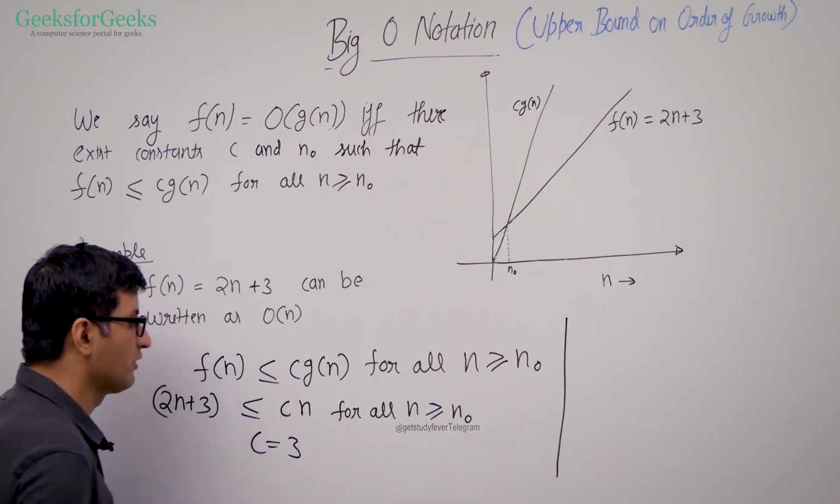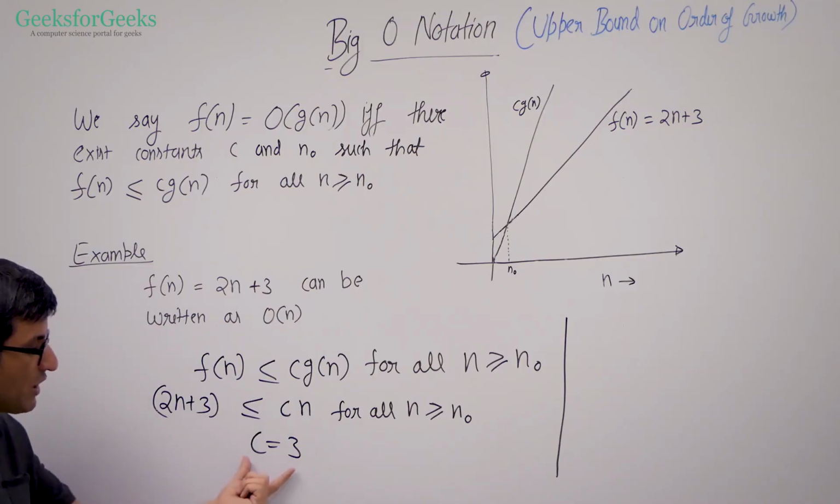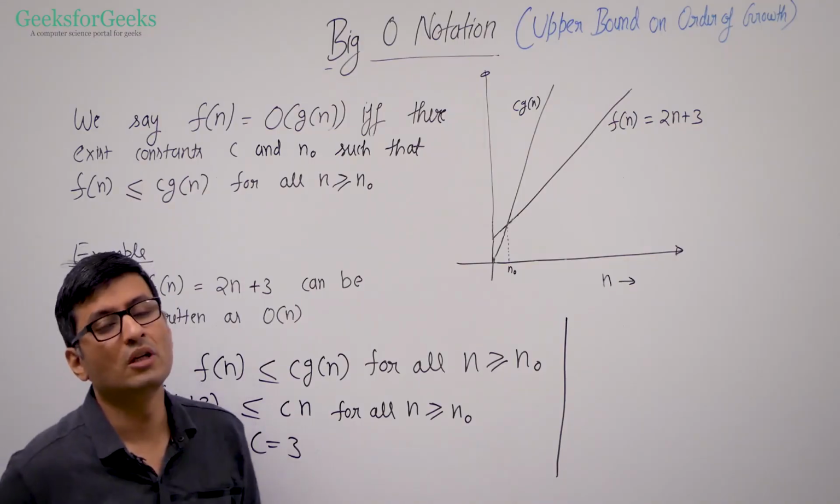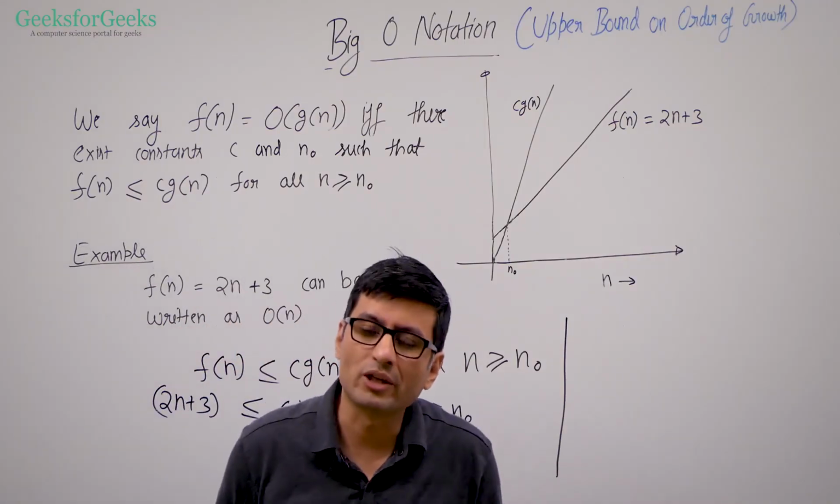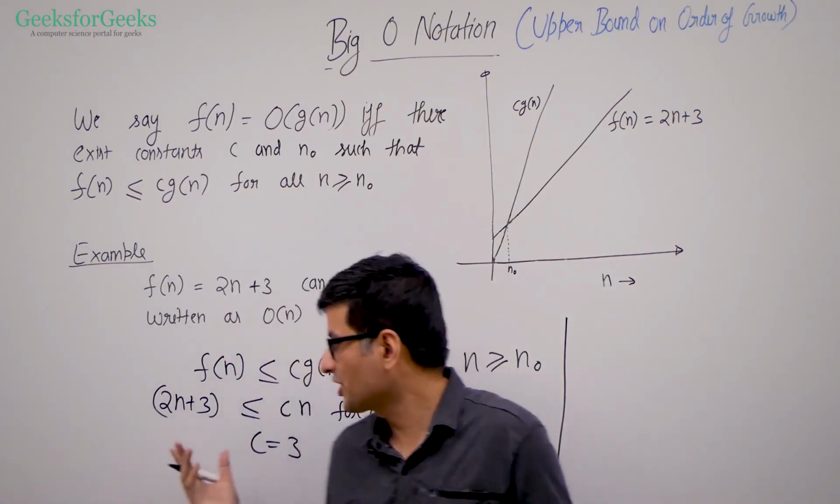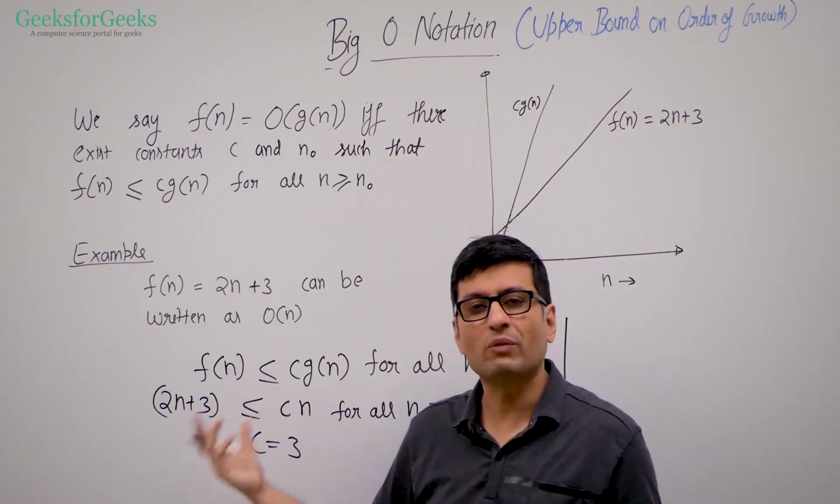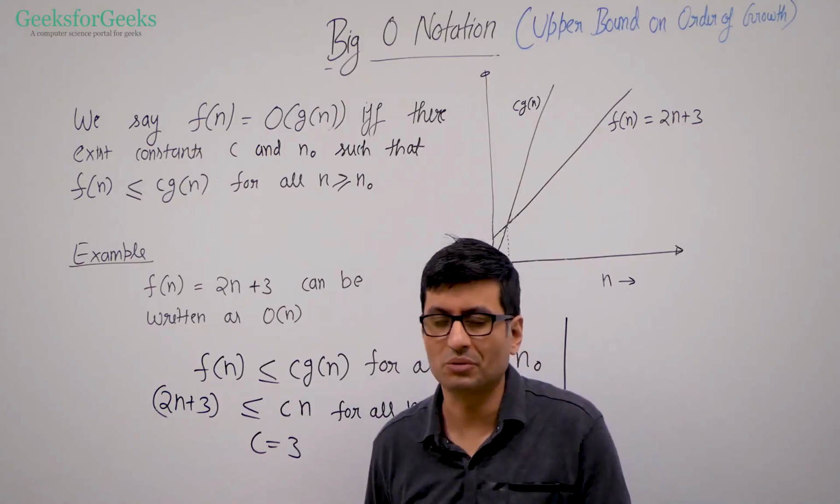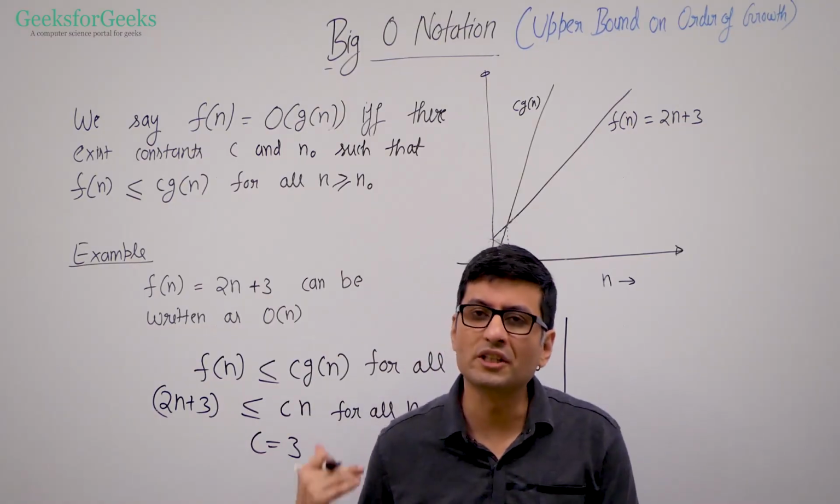It's always going to give you a valid n naught. So now we have found c equal to 3. We need to find n naught. So what we do to find n naught is we put this value of c in our expression, and we find for what values of n greater than this n naught we have this condition true. So let's put c equal to 3 in this expression.